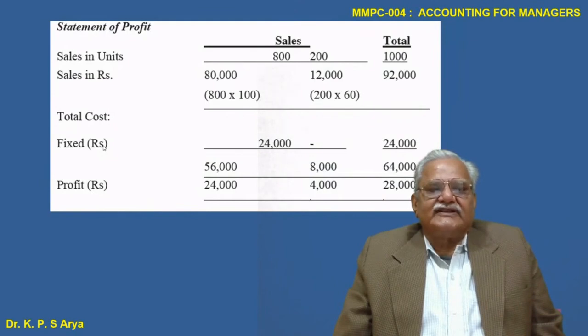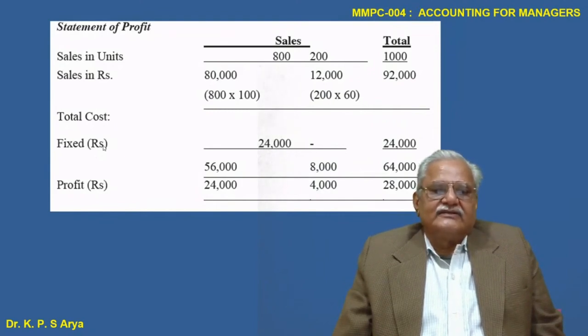Statement of profit: sales 800 and 200, total 1,000. Sales 80,000, 800 multiplied by 100, 200 multiplied by 60 is 12,000, total 92,000. Total cost fixed 24,000.